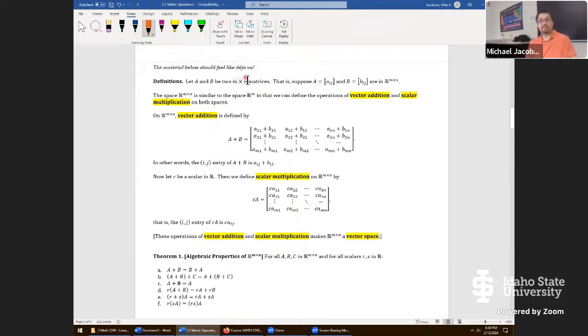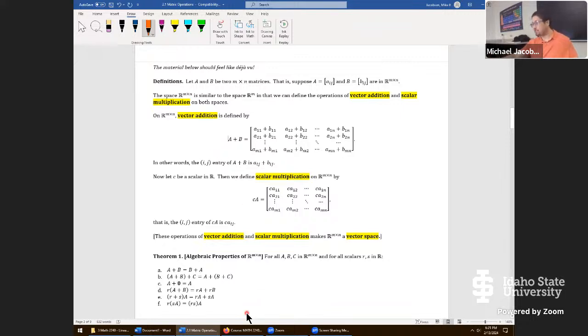So we are redefining all of this work for matrices A and B of the same size, m by n. That means we're working in a new space, R m by n, for m rows and n columns. And this is just going to turn into a brand new vector space. We just have to give the right definition for vector addition and scalar multiplication. But if you look at these, it should feel almost the same.